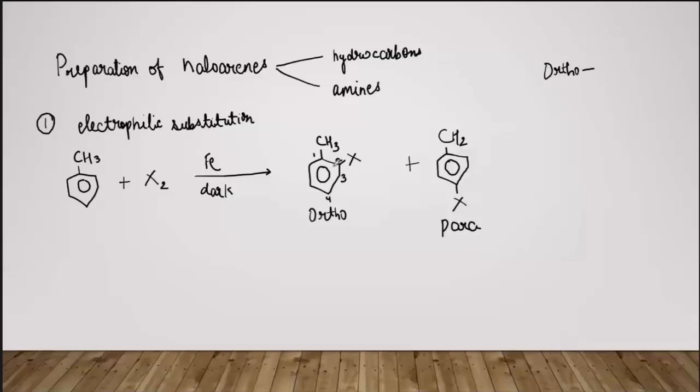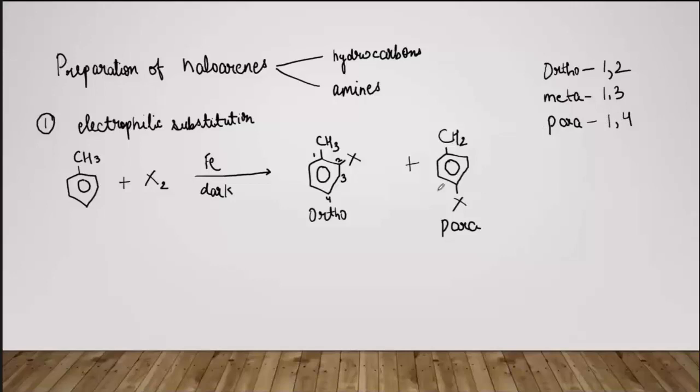And so on. Ortho is when two substituents are attached to the benzene ring in adjacent positions, that is 1 and 2. We call it meta when the two substituents are attached in 1 and 3. And we call it para when the two substituents are attached in the 1 and 4 positions, that is, just opposite positions. So here you can see.